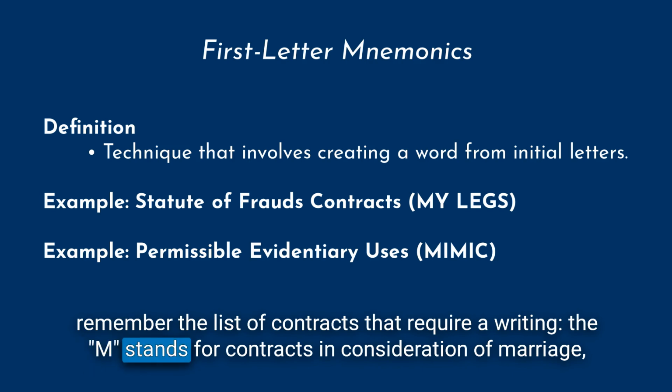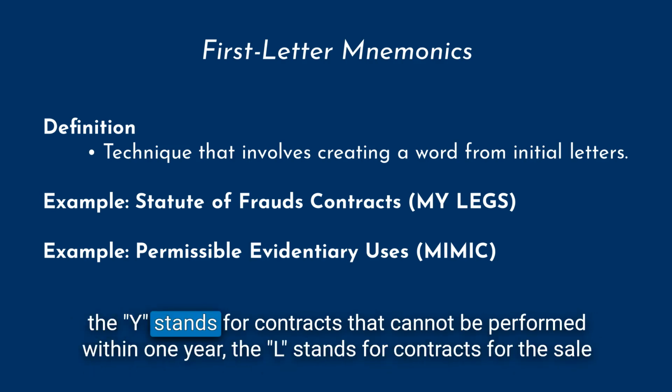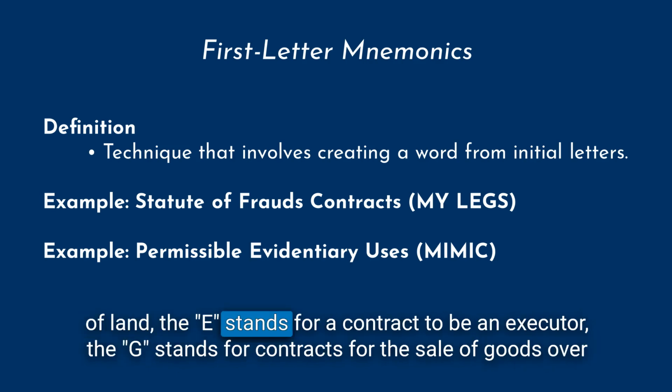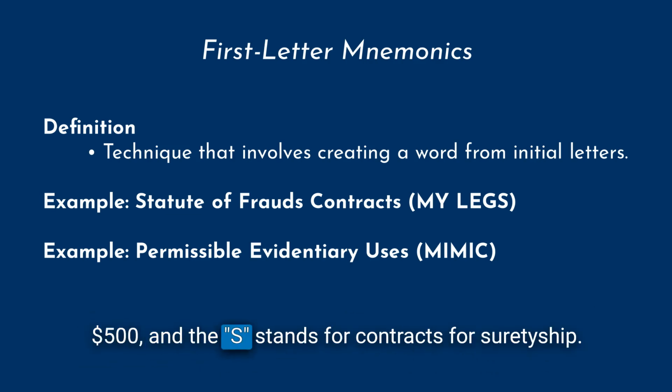The M stands for contracts in consideration of marriage. The Y stands for contracts that cannot be performed within 1 year. The L stands for contracts for the sale of land. The E stands for a contract to be an executor. The G stands for contracts for the sale of goods over $500. And the S stands for contracts for suretyship.